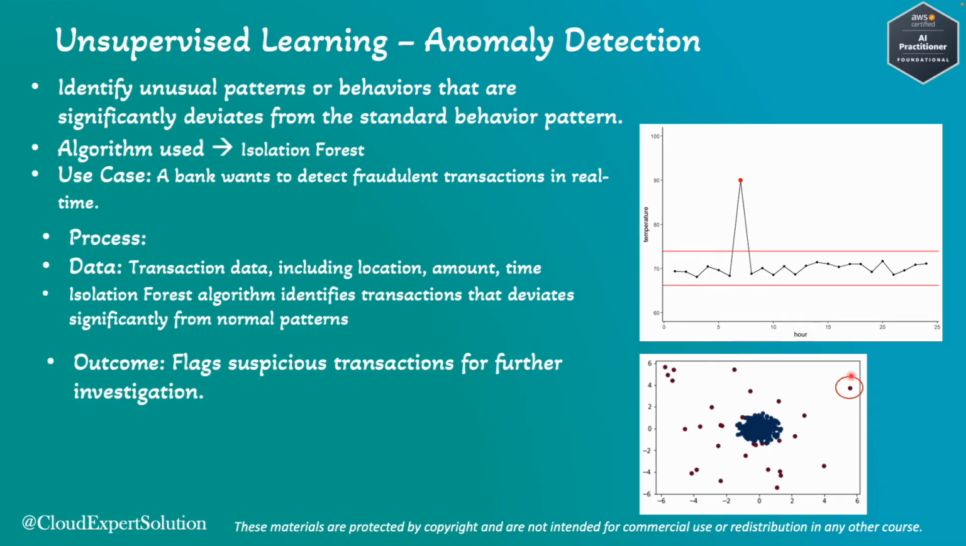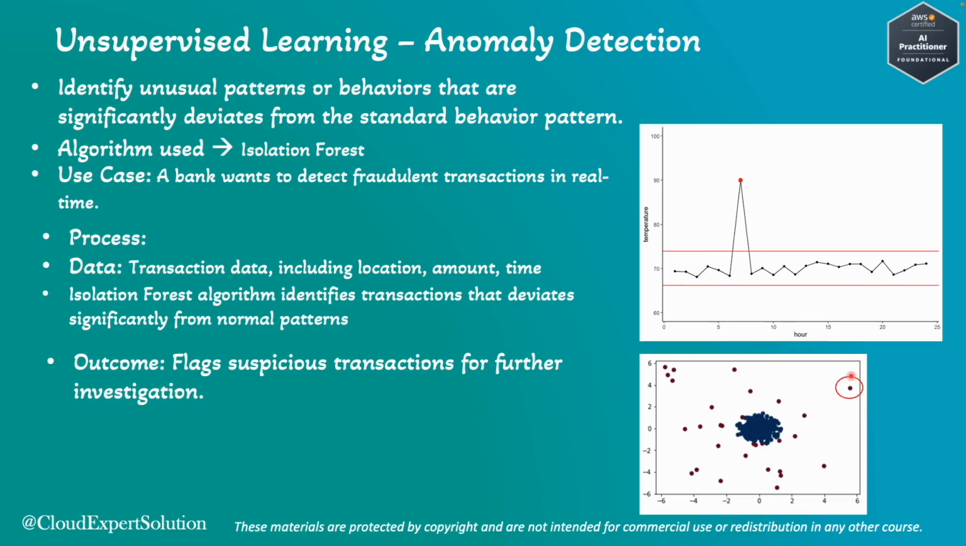And the outcome is that all the flagged suspicious transactions go for further investigation or review. This way, we are saving a lot of manual effort, because not all the transactions need to be reviewed. Only those flagged transactions need human intervention. These examples show how unsupervised learning algorithms can be applied to solve practical problems in various industries.